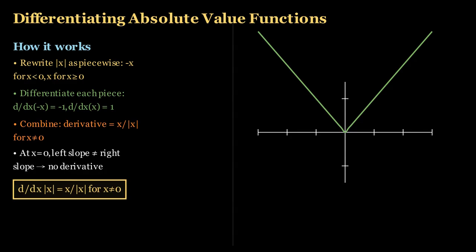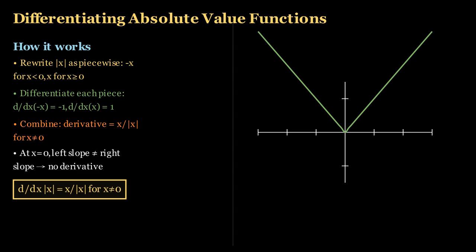Now let's use this to solve a concrete problem. Suppose we have the function g of x equals the absolute value of 2x minus 4. We want its derivative at x equals 3. This is an absolute value of a function, so we use the chain rule. The derivative of the absolute value of f of x is f of x divided by the absolute value of f of x times f prime of x.